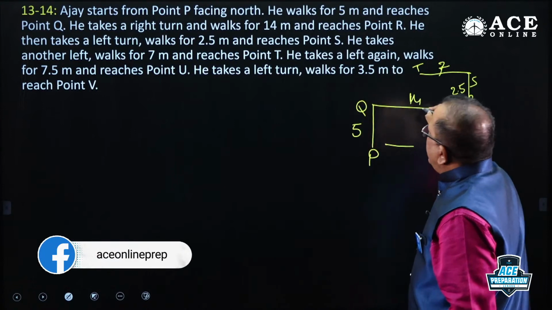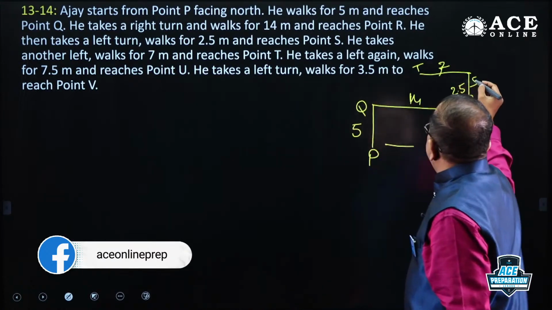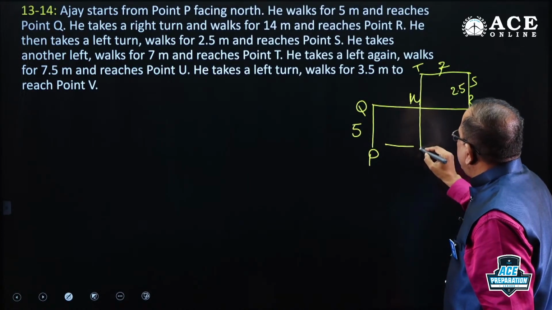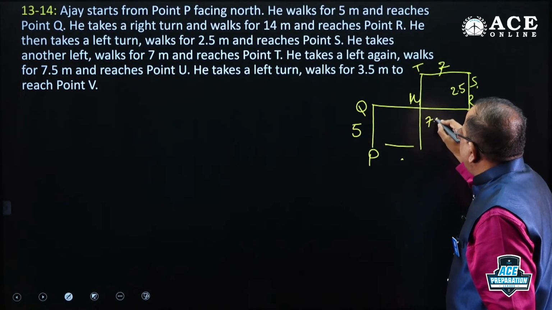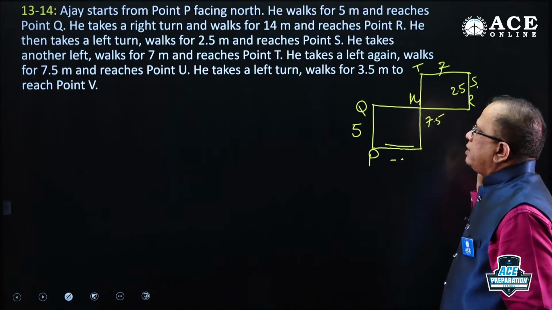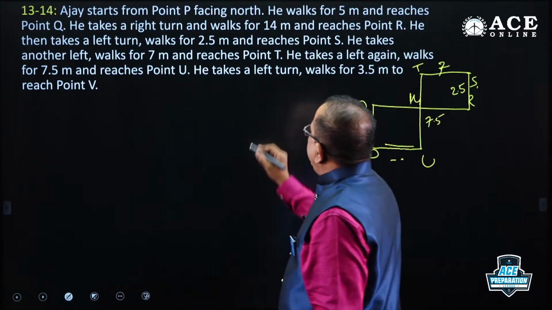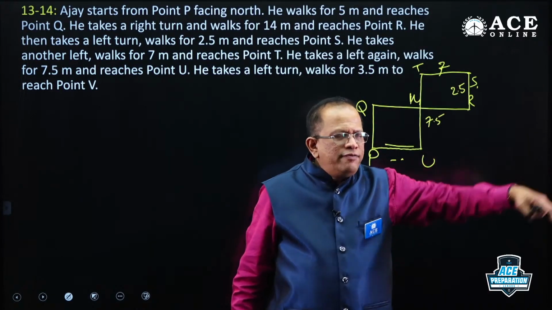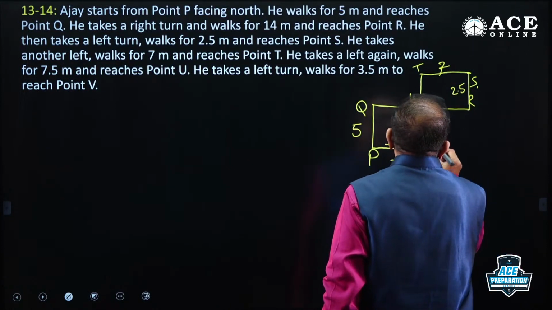He takes left again and walks for 7.5 meters. Now someone is coming from east to west, left turn, 7.5. Now you can understand 2.5 plus 5, this is going to be 7.5. So these two are going to be in the same line. And reaches point U. So this is point U. He takes a left again. Someone has come from north to south. Now he is taking a left turn. How much distance? He walks for 3.5.